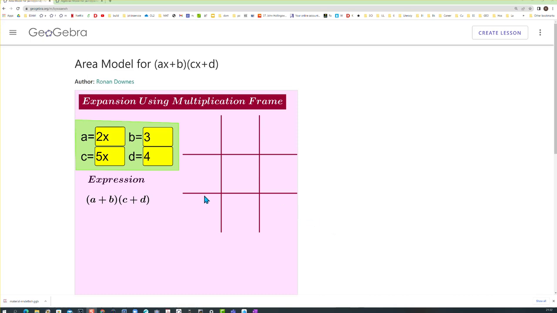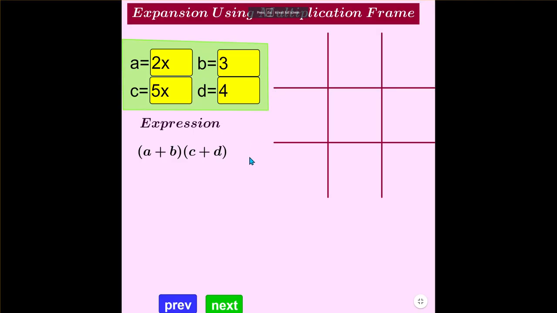Okay, welcome back. In this app, we're going to look at the area model for the multiplication of the binomial ax plus b by cx plus d. And then we're going to go on and compare that with the algebraic model, and then in class we'll practice the algebraic model, which is by far the fastest way to do them. So here's the geometrical, or area model.